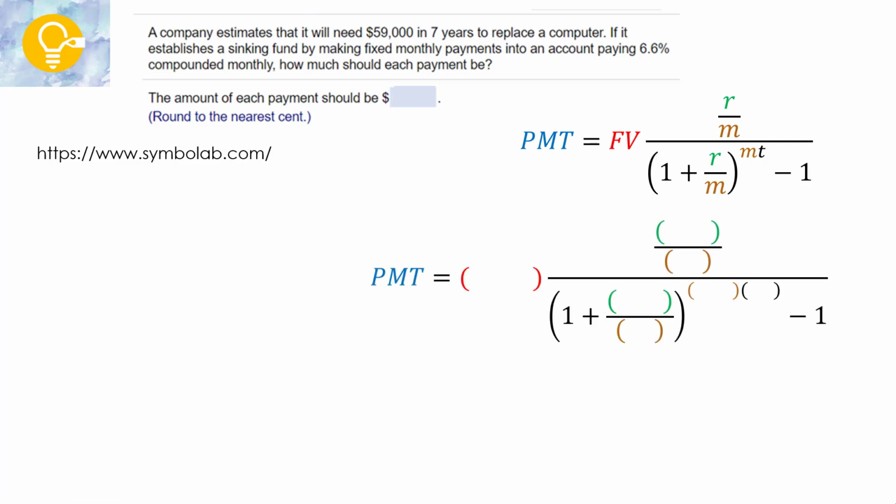We're going to first fill in what we know. The company needs $59,000 in the future. They're paying 6.6% interest, so we're going to put our interest as a decimal into the formula. It's compounded monthly, so our M is going to be 12, and finally, they want to do this in 7 years. Let's go to Symbolab to calculate.